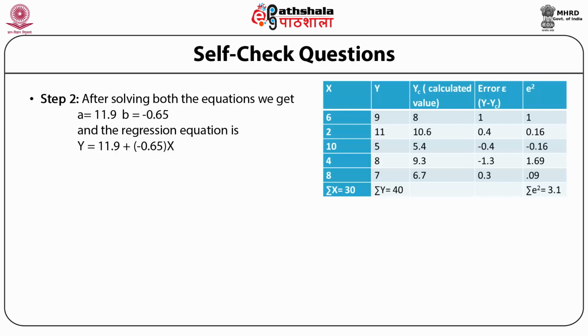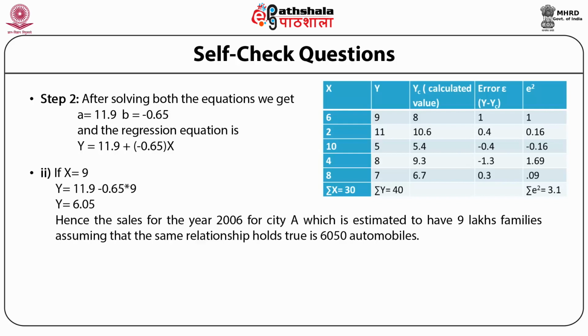Our regression equation becomes y is equal to 11.9 minus 0.65x. Now if x is equal to 9, we substitute this value into the equation and get a value of 6.05. Hence the sales for the year 2006 for city A, which is estimated to have 9 lakh families, assuming the same relationship holds true, is 6050 automobiles. 6.05 needs to be multiplied by 1000 because we are taking these figures in thousands.